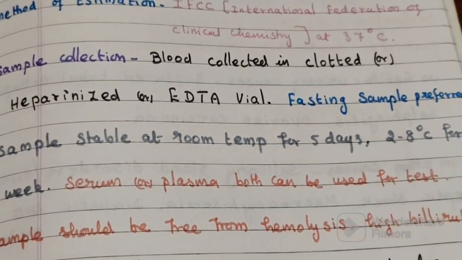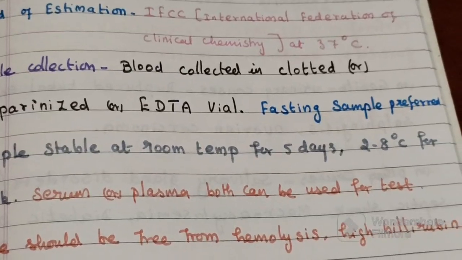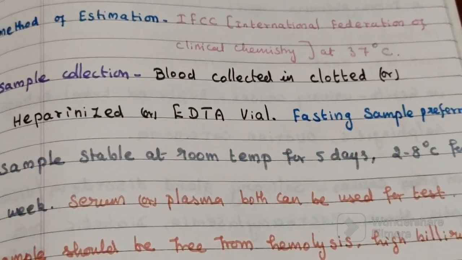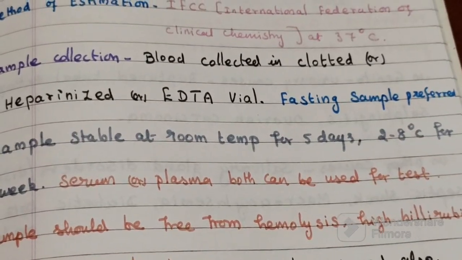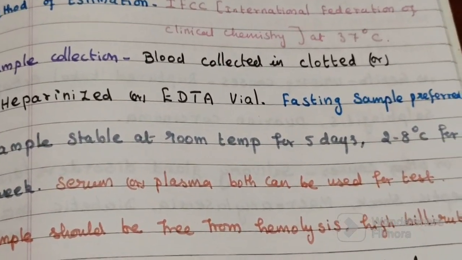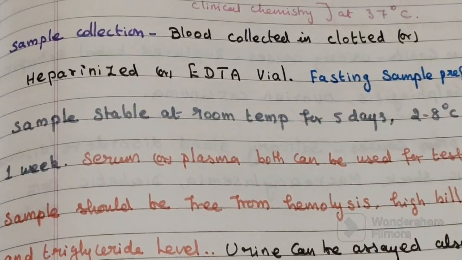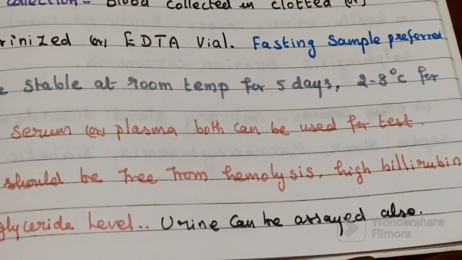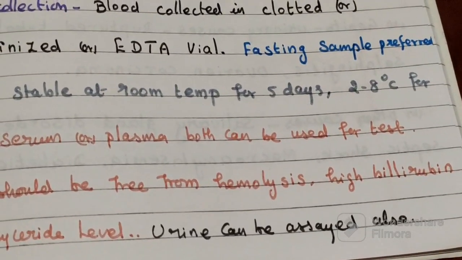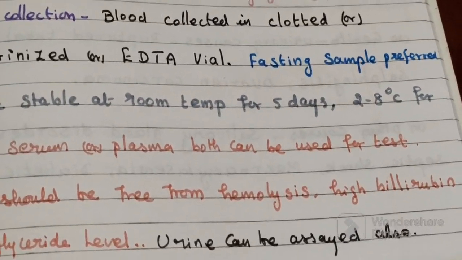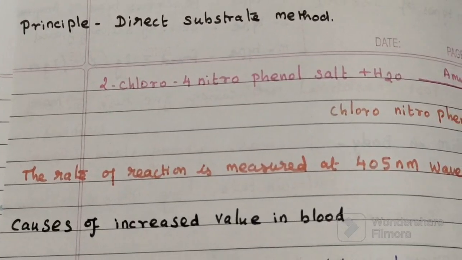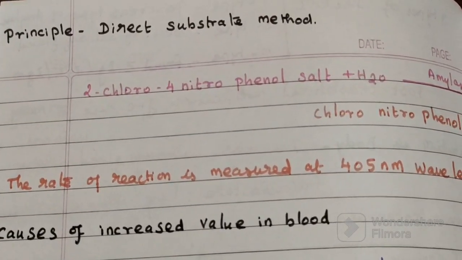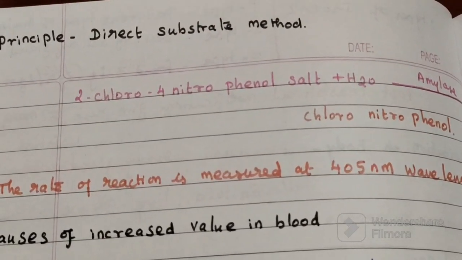Serum or plasma, both can be used for this test. Sample should be free from hemolysis, high bilirubin and triglyceride level. Urine can also be assayed. What is the principle? Direct substrate method is used here.